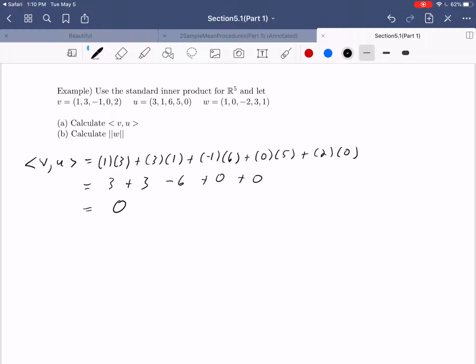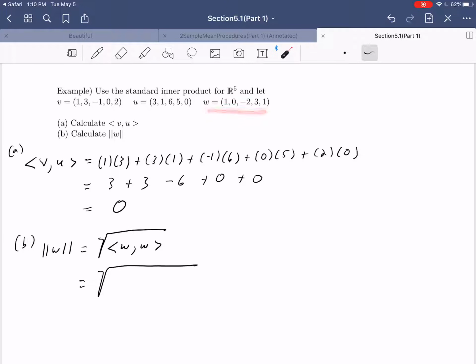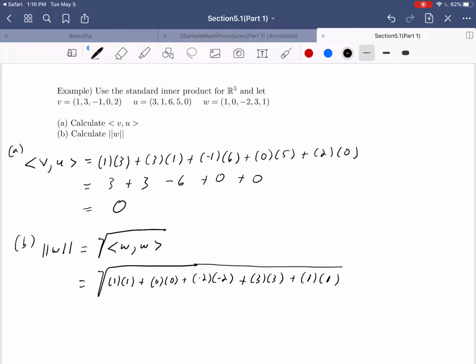Okay, that was A, so let's go ahead and also do B here. We know that the norm of W is the square root of the inner product of W and W. So we're going to do the inner product of W with itself. That would be 1 times 1 plus 0 times 0 plus negative 2 times negative 2 plus 3 times 3 plus 1 times 1. And the square root of that whole thing.